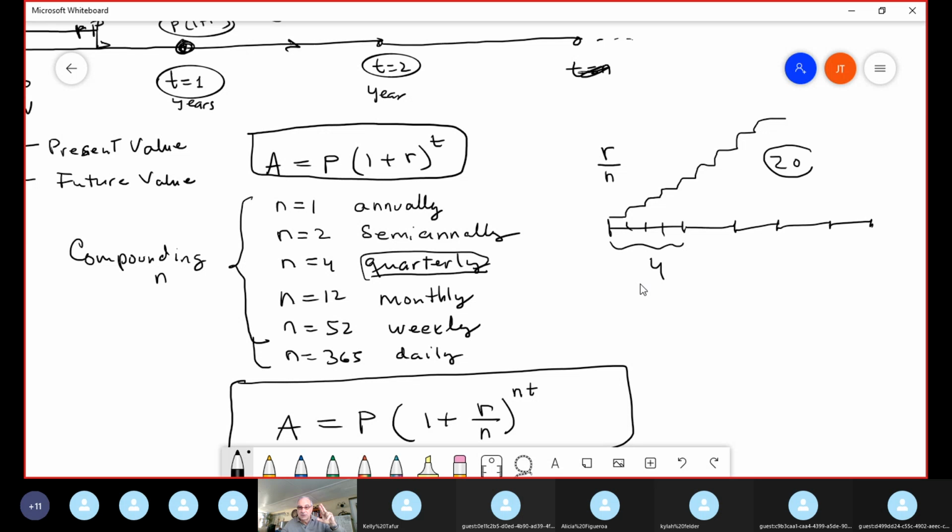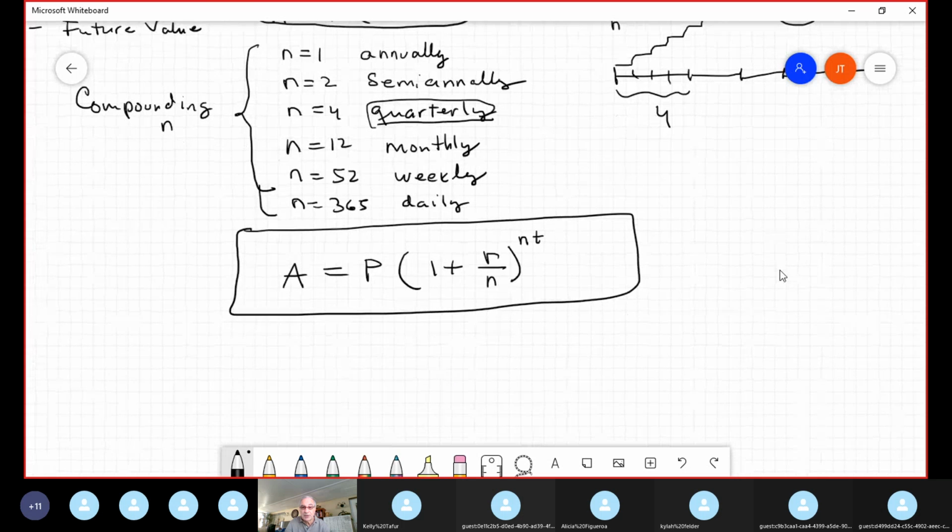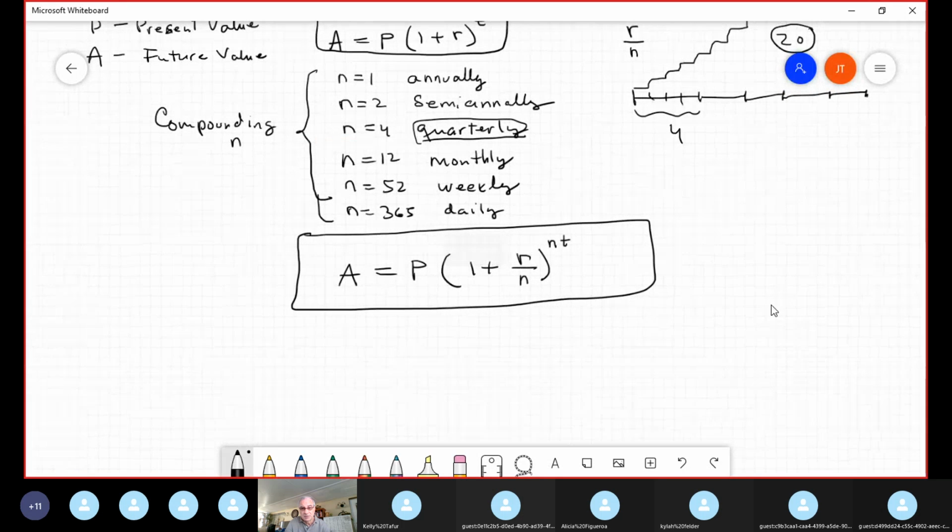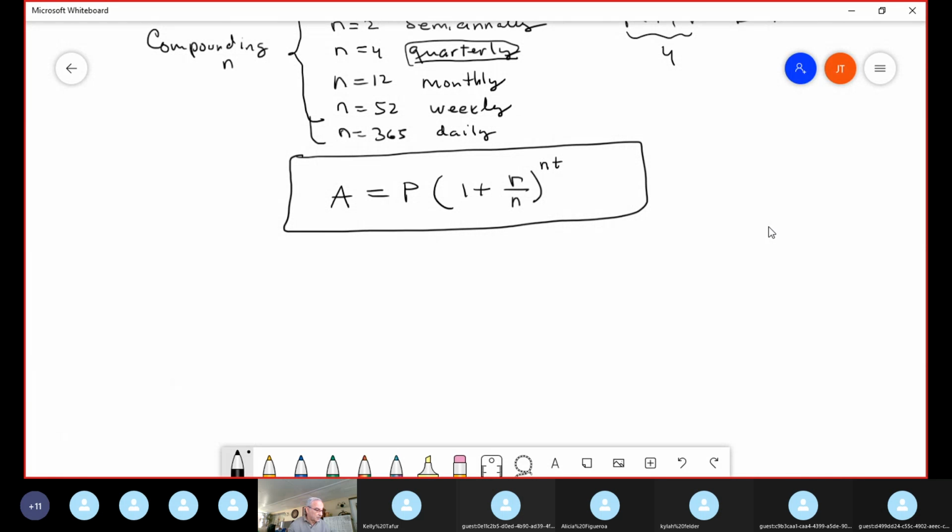And where does the 20 come from? It was the multiplication N times T. T represents the years, and N represents, in the example I illustrated now, quarterly. Do you understand the idea of the formula? You don't need to memorize this formula. You just use the formula.